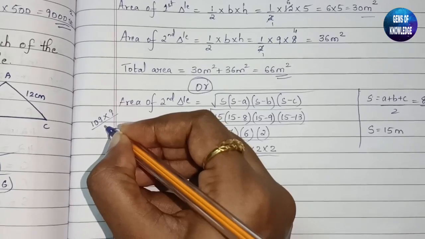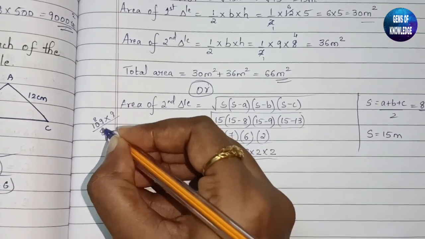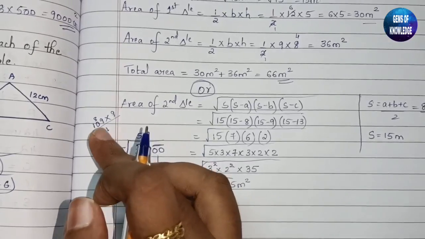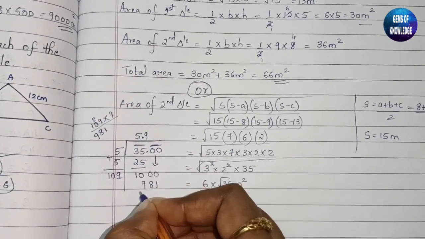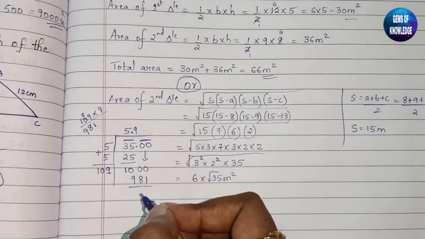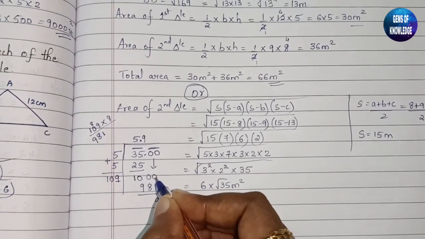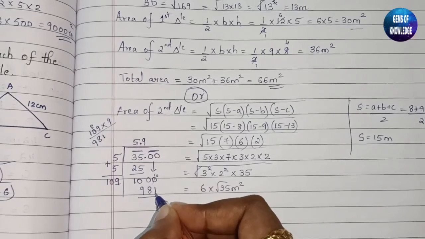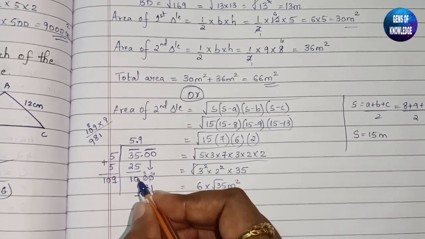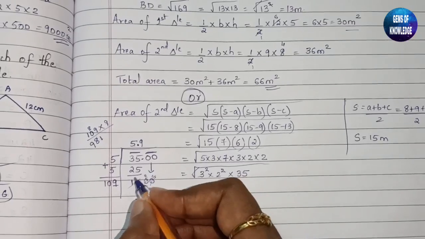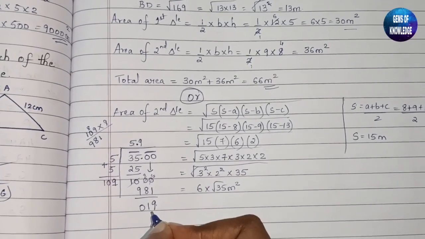9 9s are 81. 8 is carried, 9 zeros are 0, 8 will be as it is, and 9 ones are 9. So 109 into 9, we are getting 981. So what is remaining here is 9, because this is 10, 10 minus 1 is 9, 9 minus 8 is 1, and here nothing will be remaining, because whatever we have taken is moving here, so we are left with 19.